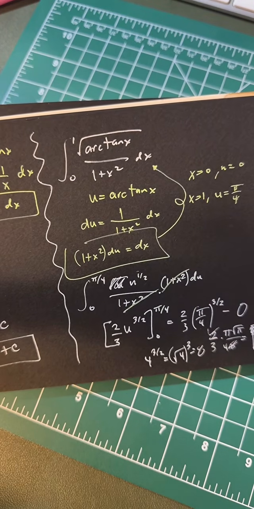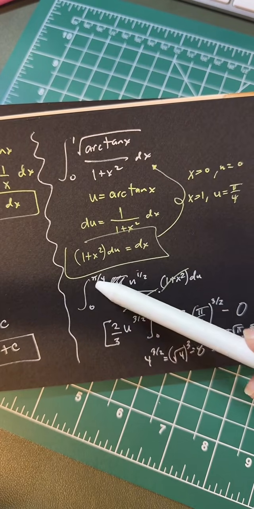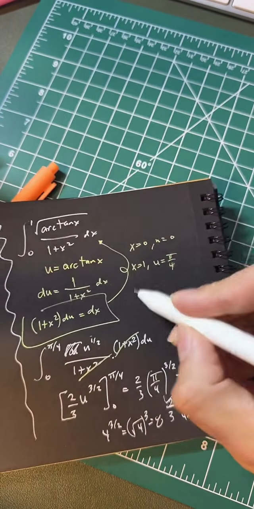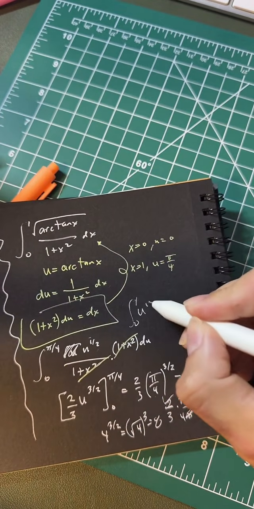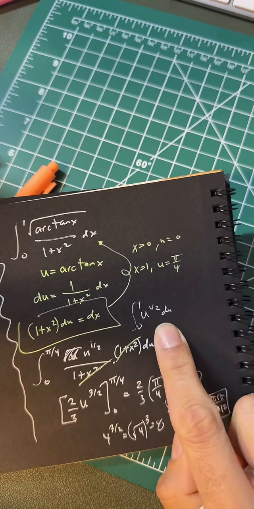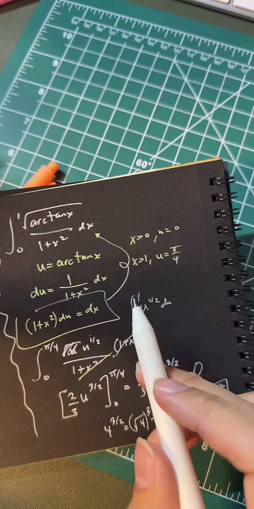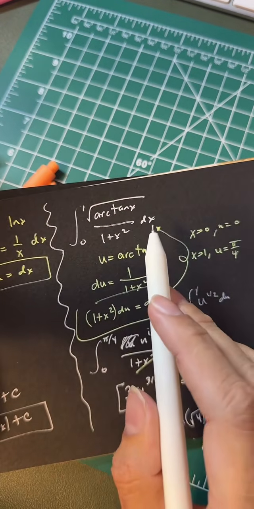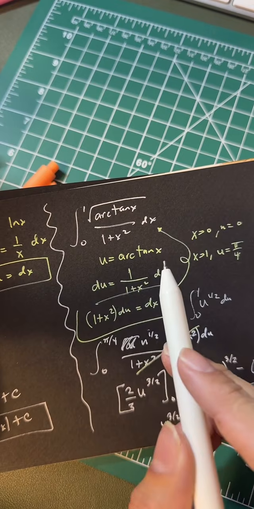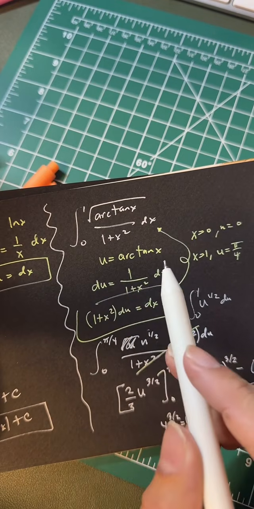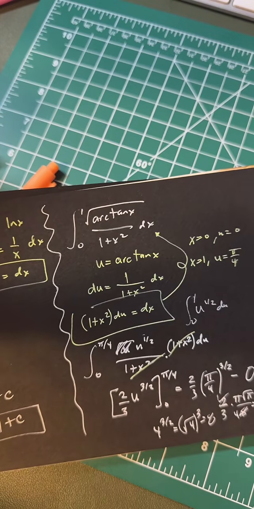So our bounds have to change with that, because if we leave it from 0 to 1, we're going to have an integral from 0 to 1 of u to the 1/2 du. And that is not the same. This will not give us the same value because the zeros and ones were for the integral in terms of x. And because we made a substitution, we said u is equal to the arctangent of x. So we have to account for that.